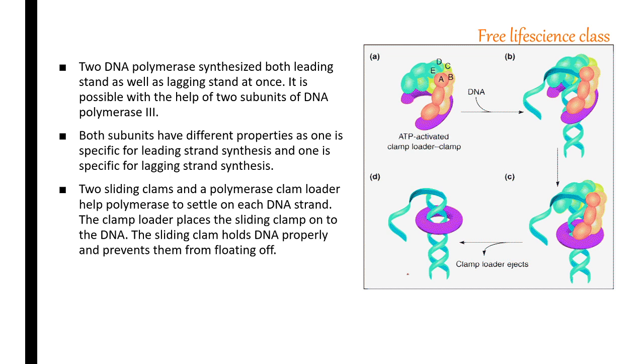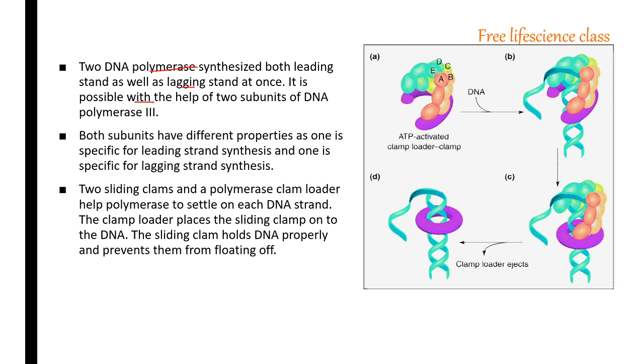So this is another protein called clamp loader, which helps this beta clamp, a protein that helps the DNA polymerase to completely hang on the DNA, so that it will not allow the DNA polymerase to dissociate before DNA replication ends. So, two DNA polymerases are synthesized both in leading strand as well as in lagging strand.